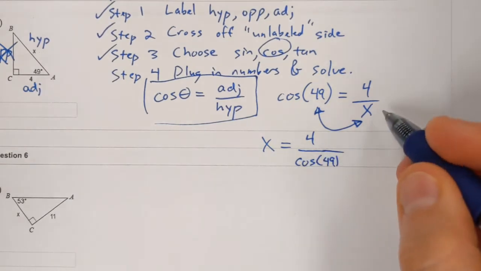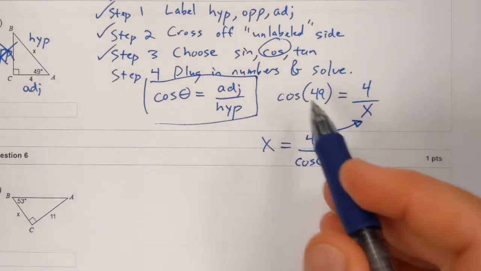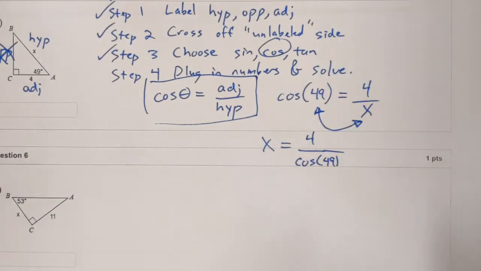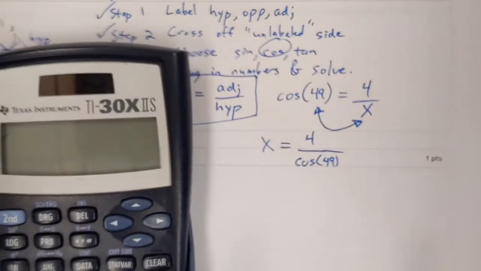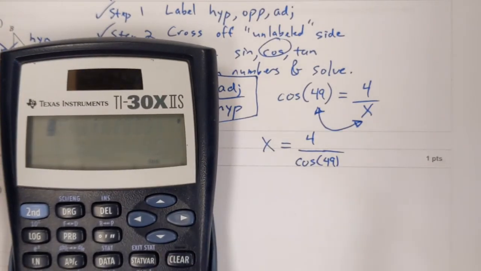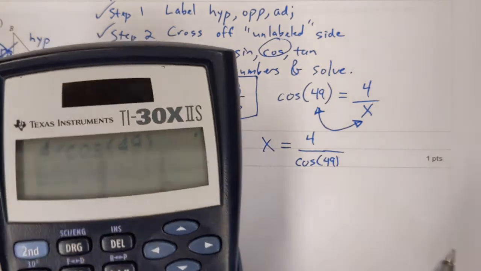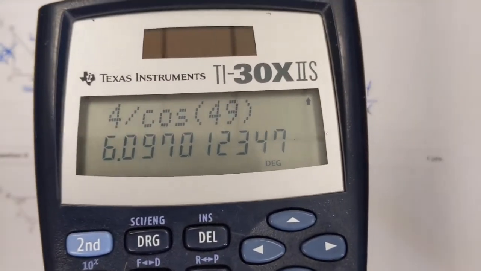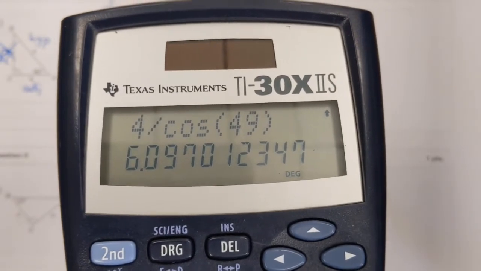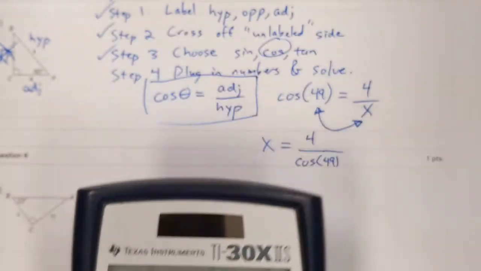If x is on the bottom of this fraction, we can just switch these values. The x and the cosine of 49 get flipped. So I need to type into my calculator 4 divided by the cosine of 49, the 49 in parentheses. It is 6.097. It's actually an irrational number.